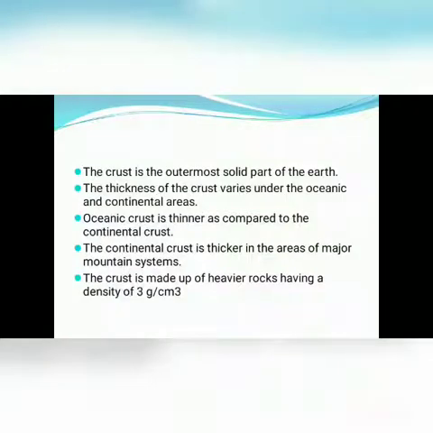Next, I am going to explain the layers of the interior of the earth. First, the crust. The crust is the outermost solid part of the earth. The thickness of the crust varies under the oceanic and continental areas. Oceanic crust is thinner as compared to the continental crust. The continental crust is thicker in the areas of major mountain systems. The crust is made up of heavier rocks having a density of 3 gram per centimeter cube.